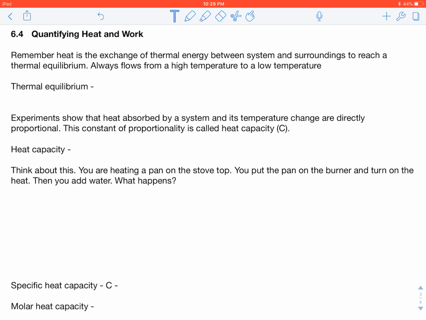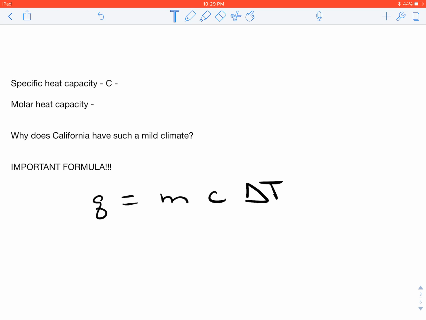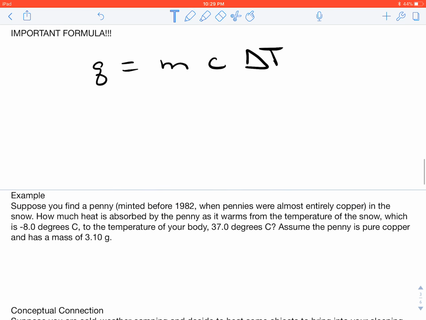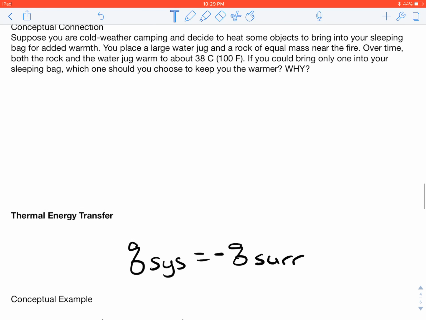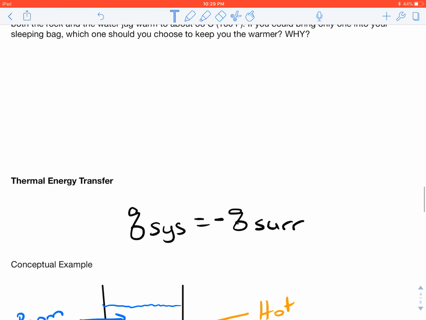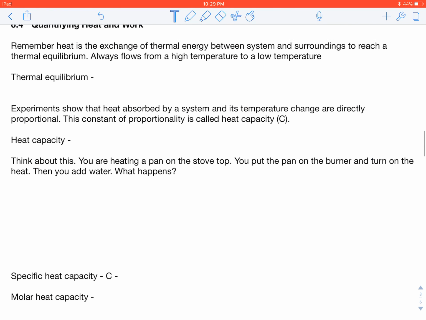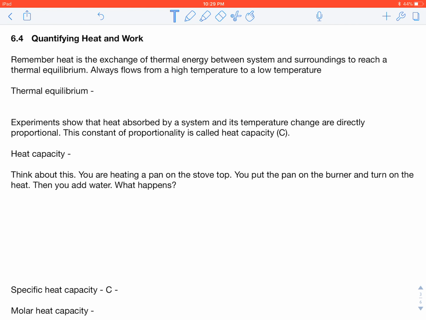This is actually going to be split up into two sections. We're going to talk about specific heat in this section, mainly this formula, Q equals mc delta T. And in the next section, we're going to put it together and talk about thermal energy transfer, and we'll get to that when we get to that.